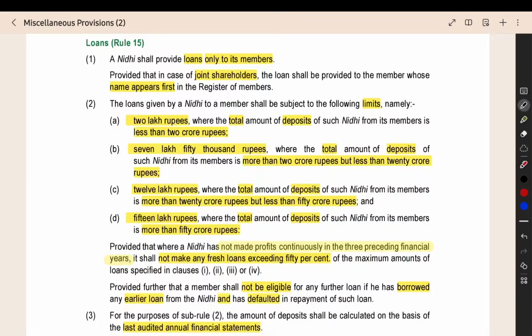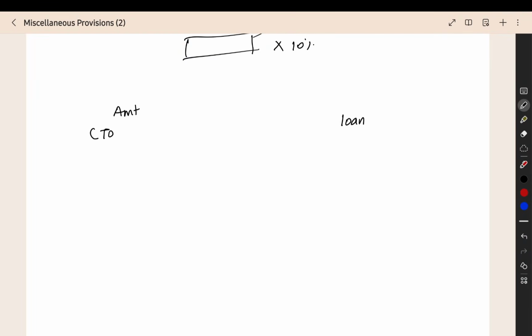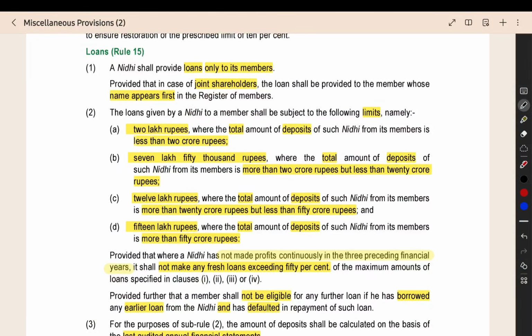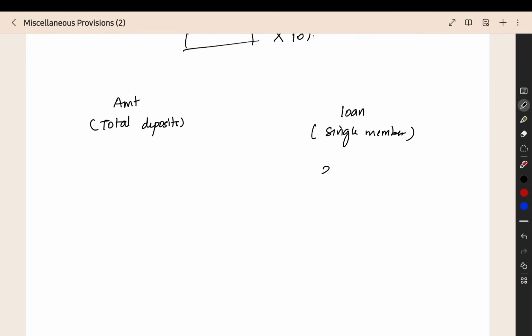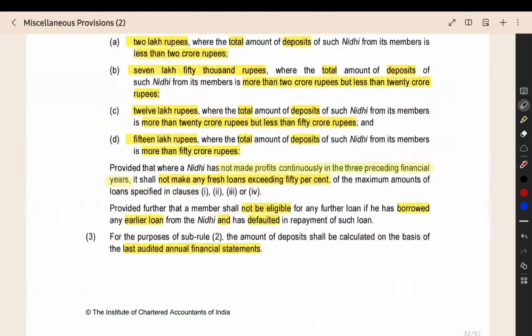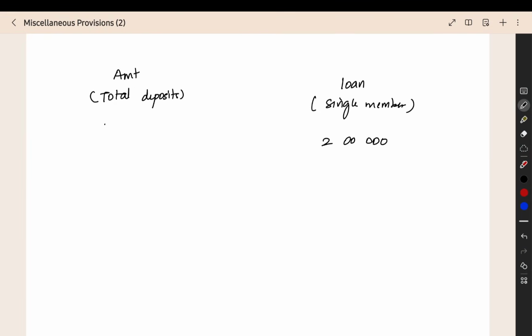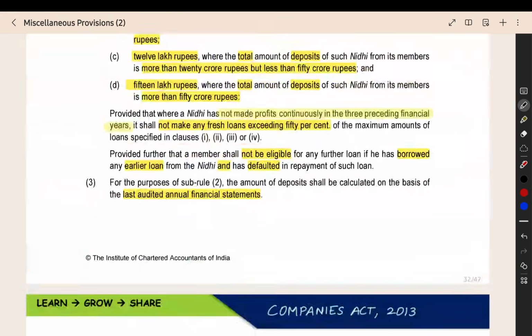Like what is the amount of the deposit? This amount is nothing but the total deposits that is there. This loan is nothing but the loan that can be given to a single member. The loan that can be given by a Nidhi to a member. So for a single member, this much only you can give the loan. How much? 2 lakh rupees. 2 lakh rupees loan you can give to the member when the total deposits is less than 2 crore rupees.